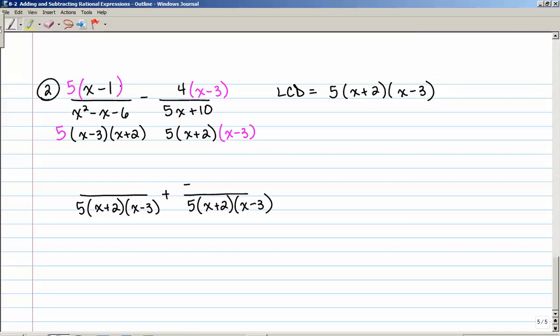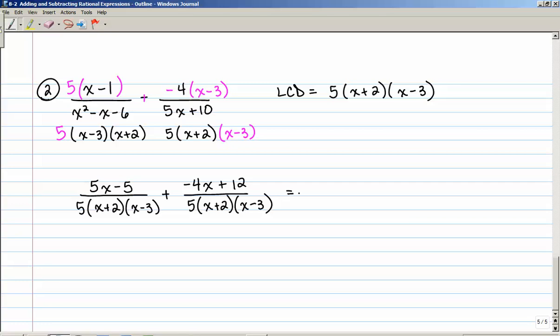Now, 5 times x plus 1 is going to be 5x minus 5. Did I say x plus 1? X minus 1. And let's go ahead and make this here plus a negative. And I'll distribute a negative 4. That's going to give me a negative 4x plus 12.